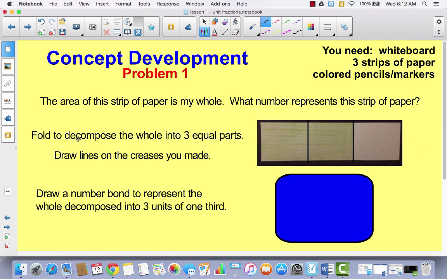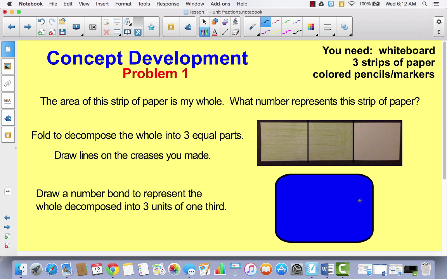I want you to fold your strip of paper so that you have 3 equal parts. So you're going to want to take this side and fold it in on top of this one and this one on top of this one, so that you have 3 equal parts. Think about it before you fold it to make sure that when you unfold it, you have 3 equal parts. Take your colored pencils or crayons, just don't use a marker, just something that you can shade really quickly because I don't want you spending 20 minutes coloring. Again, if you don't have any crayons or colored pencils, come and see me, I'll let you borrow some. And I want you to shade 2 parts. Now, you have 2 out of 3 shaded.